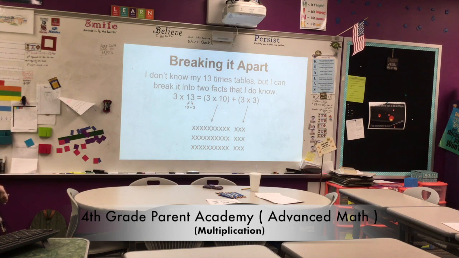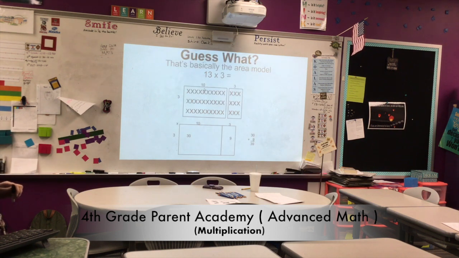All right. So, that is basically the area model. Okay? So we have 3. We broke the 13 into 10 and 3. All right, so now we have 10 times 3 is 30. 3 times 3 is 9. Okay? So the area model is just, we're not going to draw the actual boxes. We're not going to draw the X's because that takes forever.